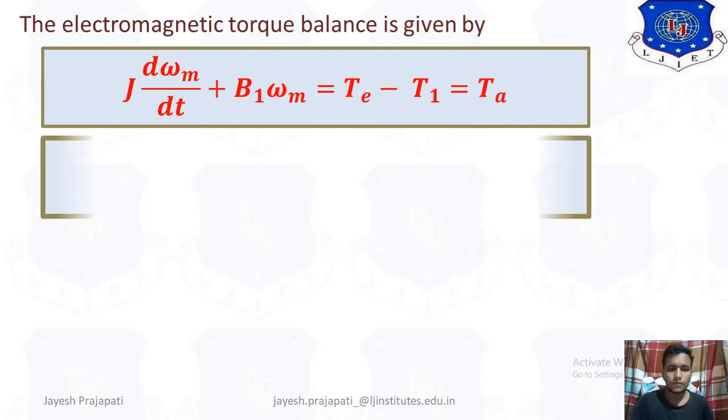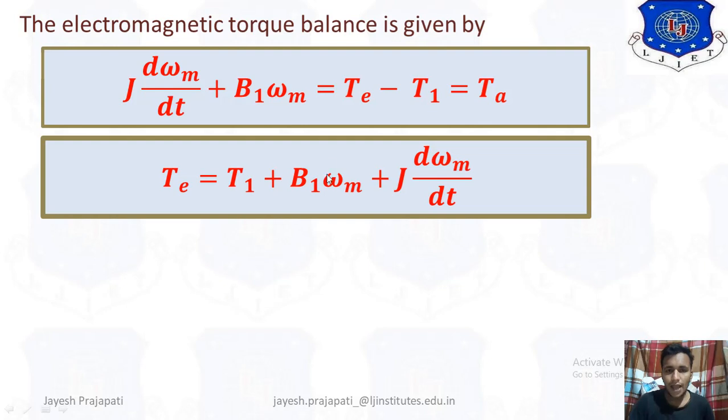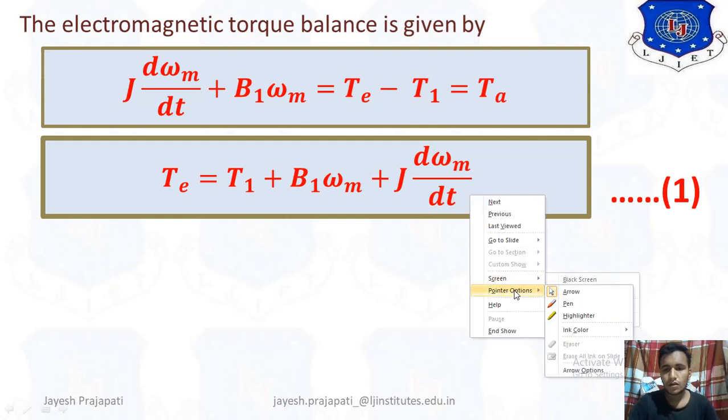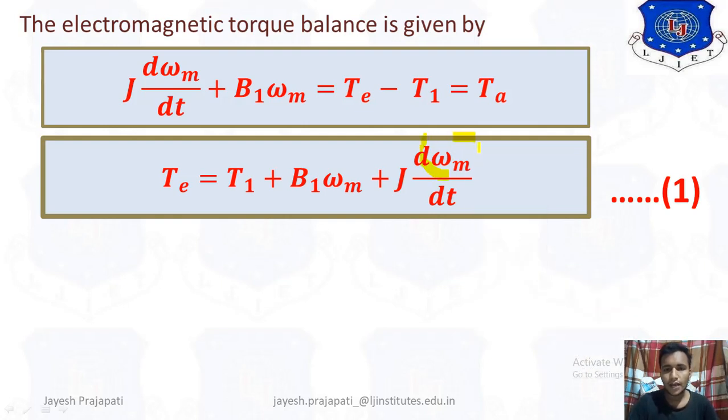So in this equation we simplify for the air gap torque TE. We make it the subject: TE is equal to T1 plus B1 omega m plus J d omega m by dt. So that is the equation making TE the subject, that is equation number 1. Now from this equation we have to find out the speed omega m.